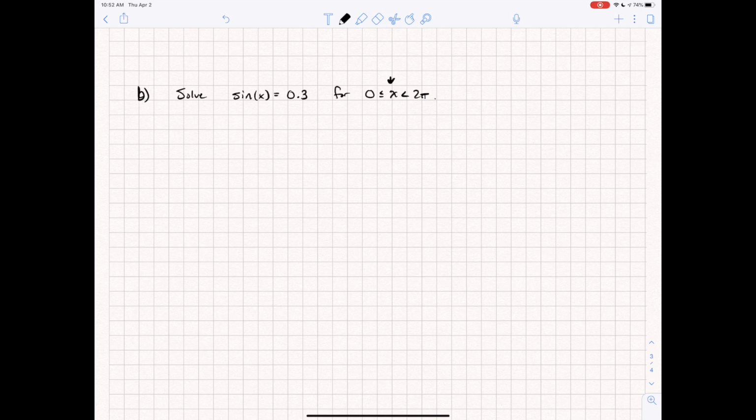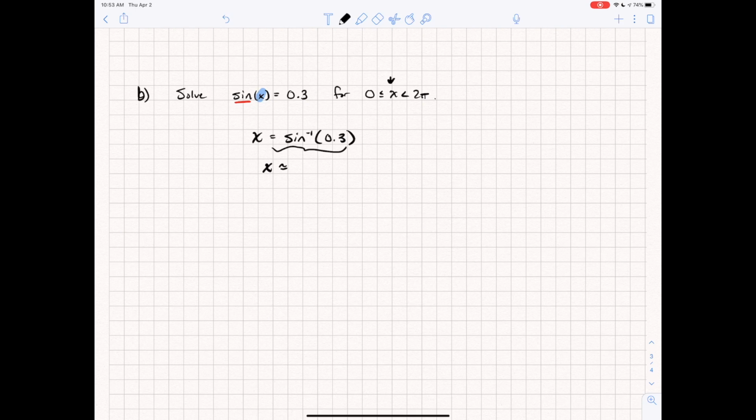Well, to solve this, I need to do the inverse sine. I want to isolate the x, so that means I need to get rid of sine. Well, how do I undo a function? We have to take its inverse. So I do x is equal to inverse sine of 0.3. Well, I have to do this in a calculator because 0.3 is not a special angle. And when I do, I'm only going to get an answer that's either in the first quadrant or the fourth quadrant.